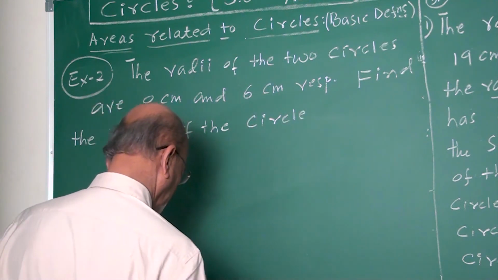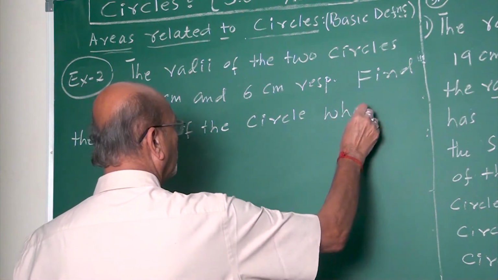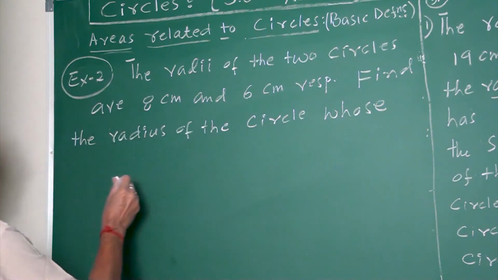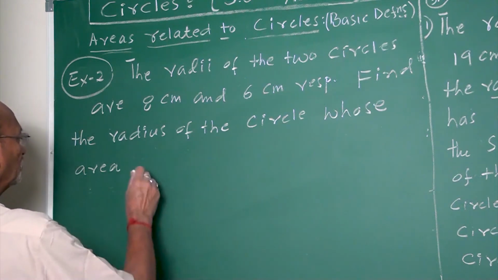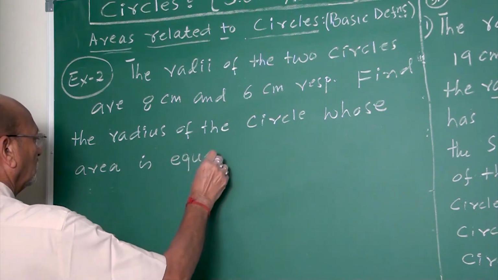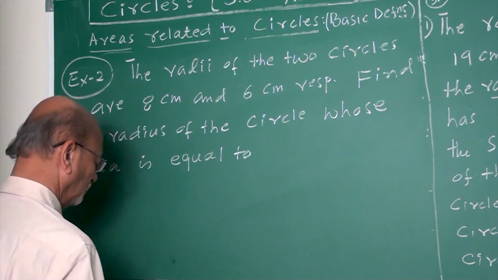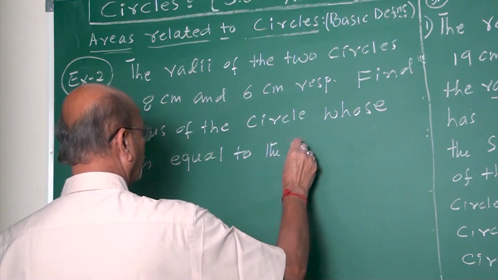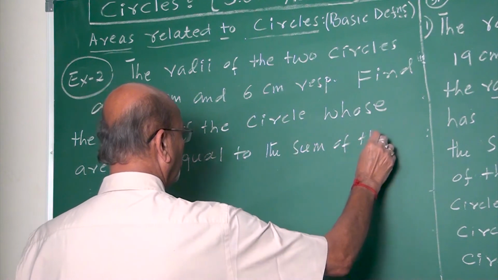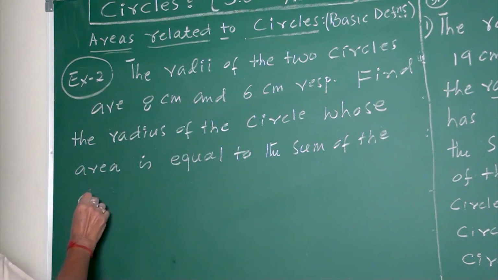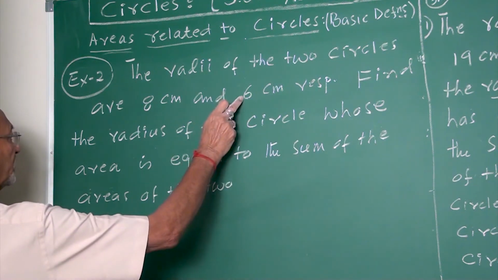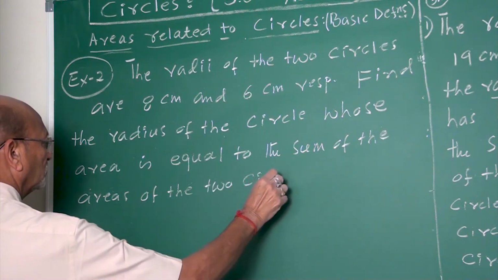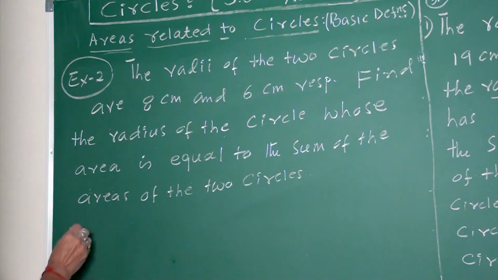The condition is given. The circle whose area, instead of circumference here, area, is equal to the sum of the areas of the two given circles, with radius 8 and with radius 6. Yes, my friends.